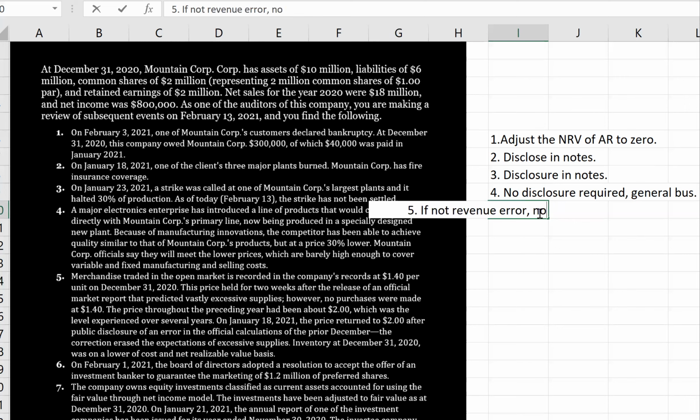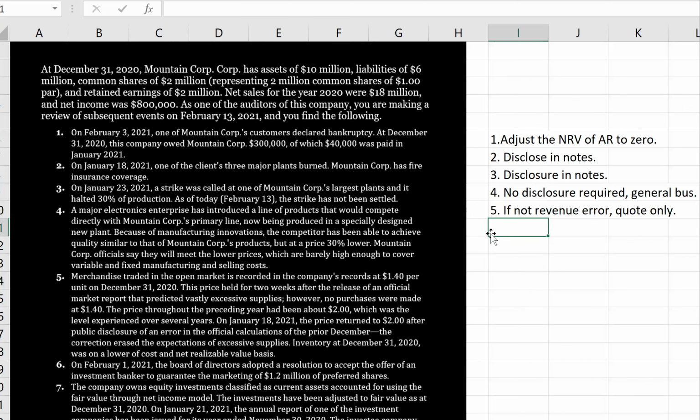Basically, they don't need to disclose anything for that, because that's really just going along with general business, unless they're saying that they had inventory at $1.40 and then they realized that it should have been at $2 and that was an error. Of course, that would have to be corrected.